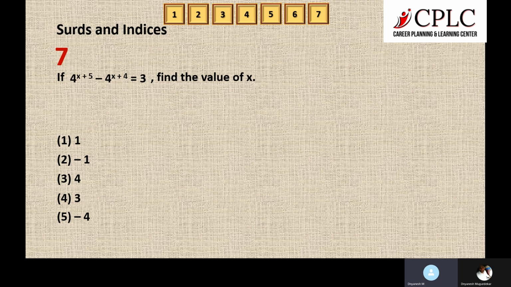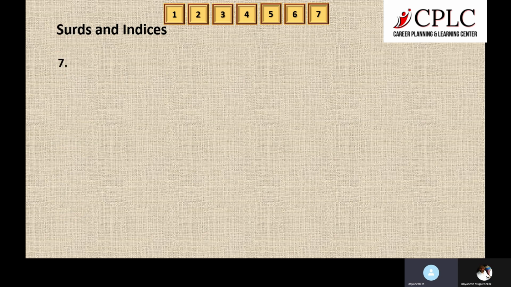So that effectively tells me that in the place of x plus 5, it should have been 1, so that it becomes 4 raised to 1. And in the place of x plus 4, it should have been 0, so that 4 raised to 0 is 1, and 4 minus 1 is 3. So you solve for that, either x plus 5 is equal to 1 or x plus 4 is equal to 0. After solving, you will get the value of x as minus 4, which is answer option 5.